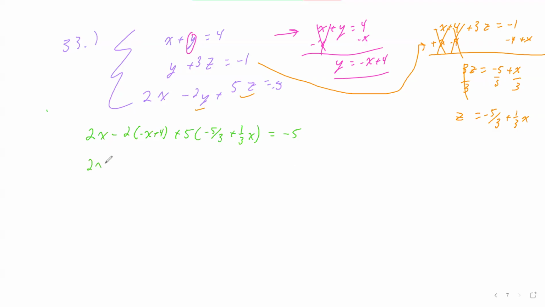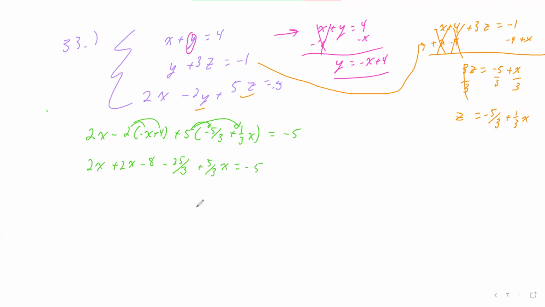And then I'm just going to do a bunch of distributing. So negative 2 times negative x is positive 2x. Negative 2 times positive 4 is negative 8. Positive 5 times negative 5/3 is negative 25/3. 5 times 1/3 is going to be 5/3 x equals negative 5.